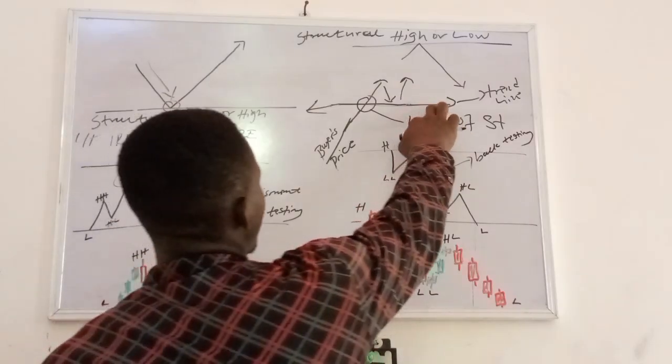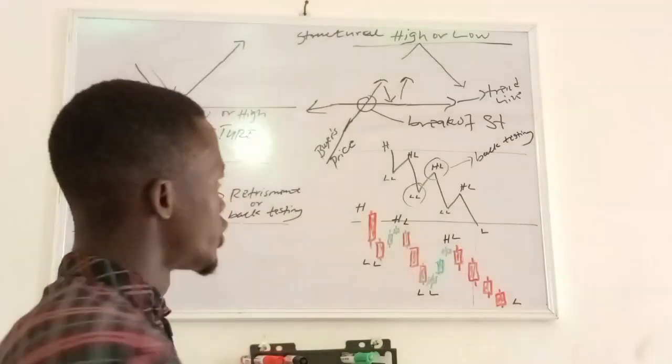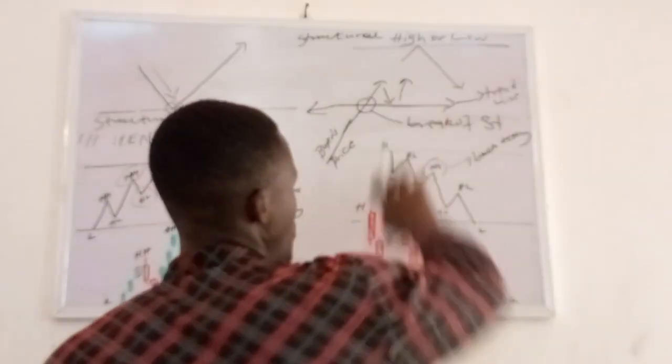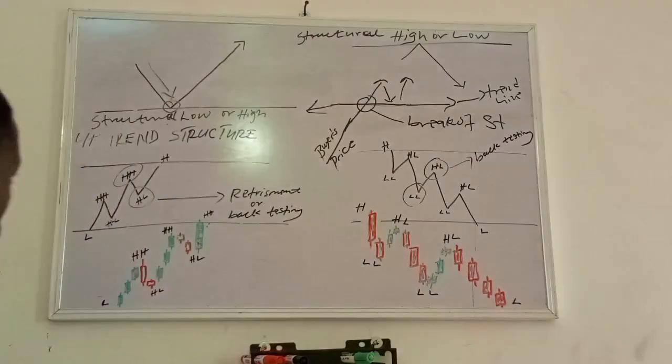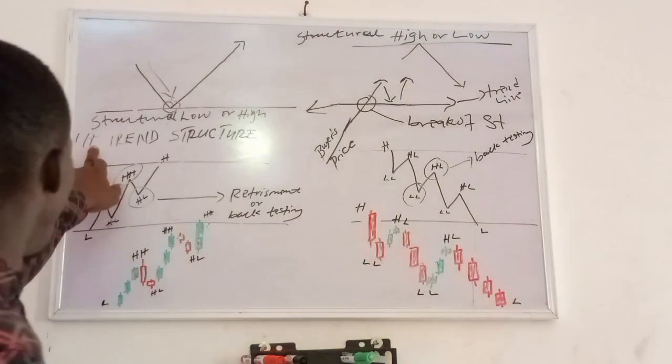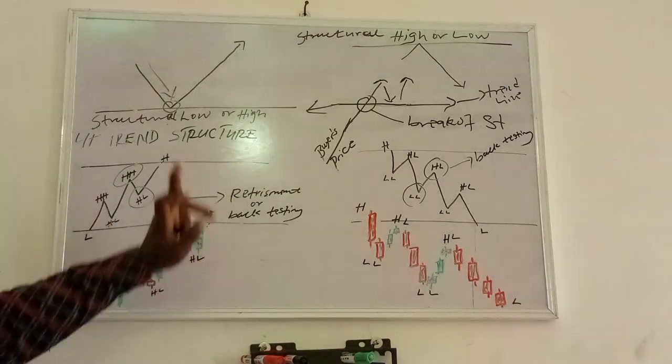Then this structural high becomes your structural low. It's no longer a high anymore. It becomes your structural low. Hope you are understanding me. So in this scenario, we have the uptrend structure. Now this is what I was saying, that the market will never move up straight at once.